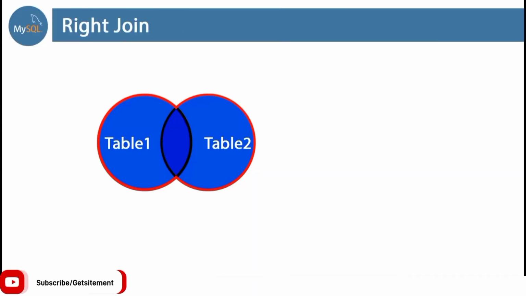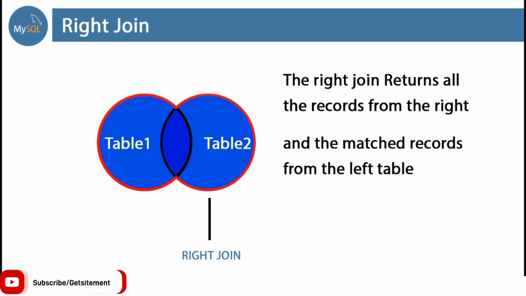To understand right join, we have two tables, table 1 and table 2. Table 1 is our left table and table 2 is our right table. And now I want to see all the common data between these two tables. With that, I want to see all the data from table 2, no matter if it match with table 1 or not. For this, we need to use right join. The right join returns all the records from the right and matched records from the left table. Let me show you an example.